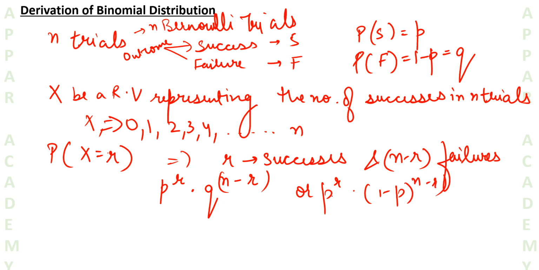Why p to the power r? Because we are multiplying p r times, because there are r successes, and we are multiplying 1 minus p, or q, n minus r times, because these are the number of failures out of the total n trials. So if we take any random sequence, this is simply the probability of r successes and n minus r failures.